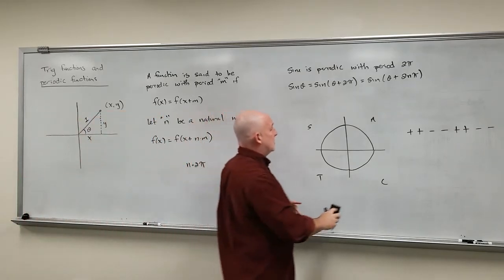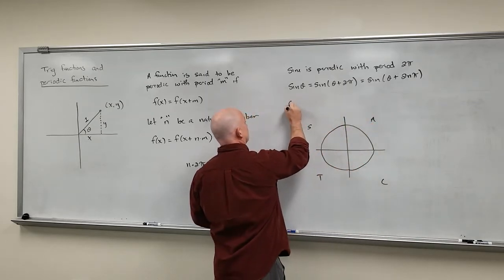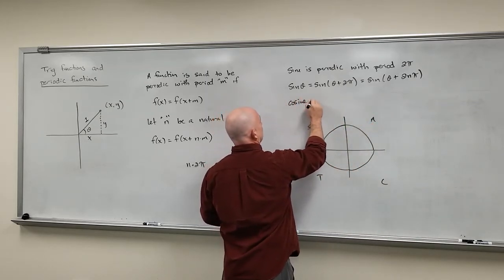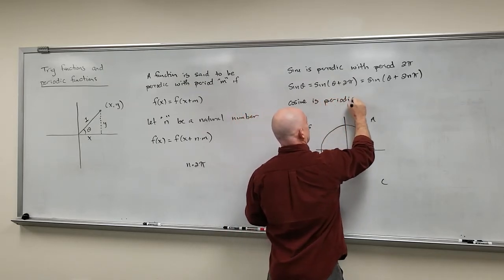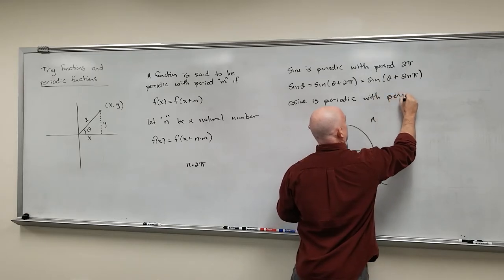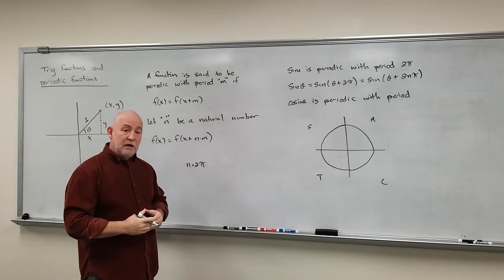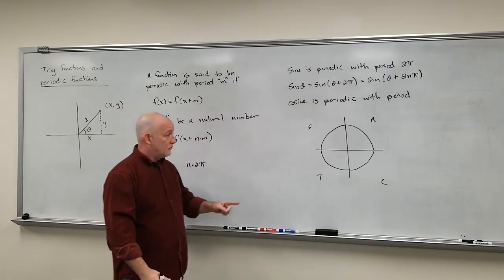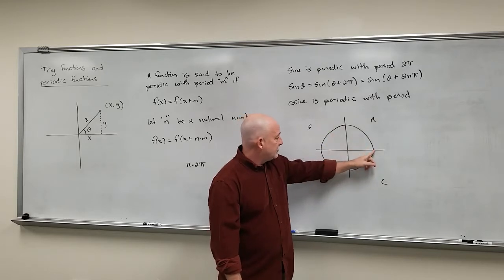Now, if we think about cosine, cosine is periodic with period. Well, let's talk about cosine now. Now remember, cosine is talking about the x value. So this was a little bit more difficult for some people to see. So as I'm going around the circle, we're talking about our x value.